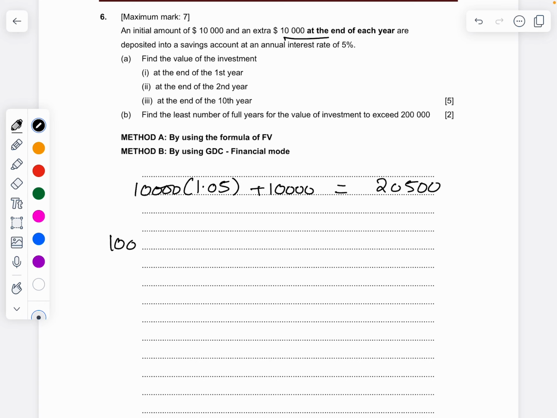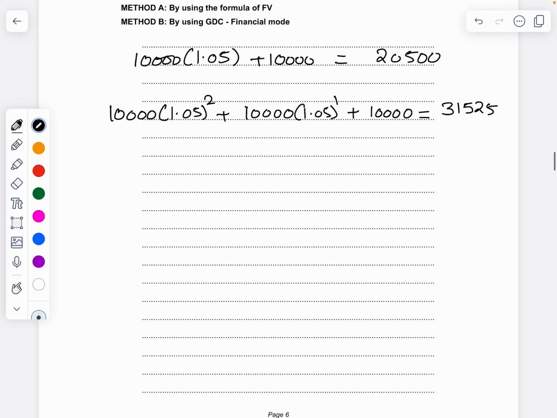So the first 10,000 will have the privilege of gaining 1.05 to the power of 2 years, whereas the 10,000 which is added after the first year will be earning the interest only for 1 year, and the 10,000 which is added at the end of the third year will not have any interest at all. So this is going to be the answer, 31,525 at the end of the 10th year.